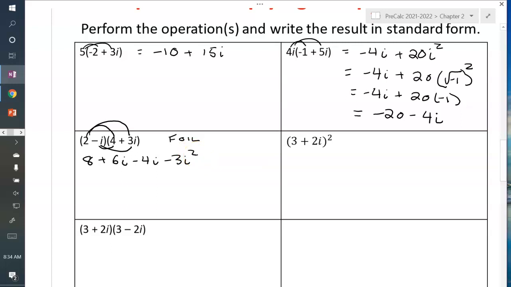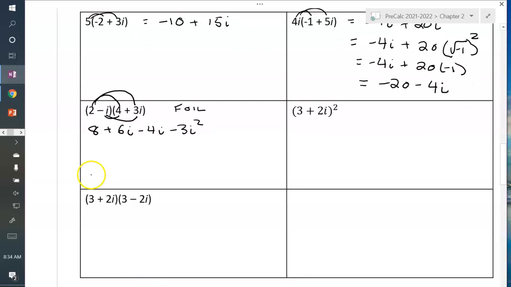And then we are going to simplify and combine like terms. So I have 8, I have plus 6i minus 4i, that gives me a plus 2i. And then I have minus 3i squared, so that's minus 3 times negative 1. And then simplify again. My 3 times negative 1 equals 3, plus 8 is 11 plus 2i. And now we're done.